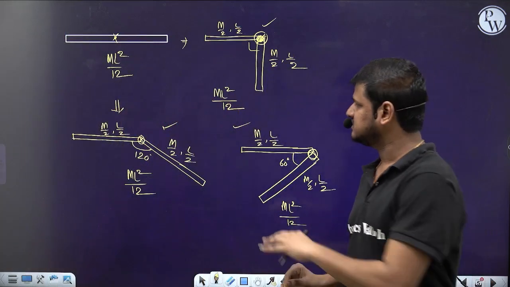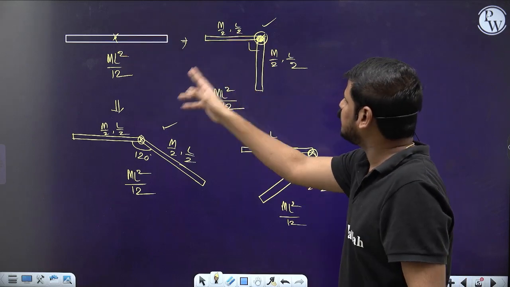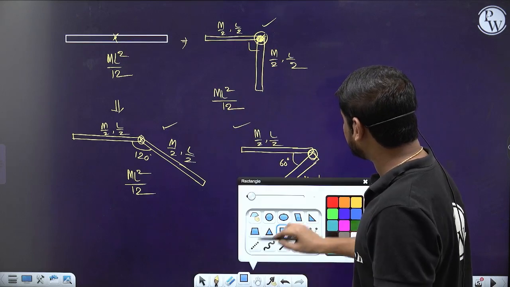So if it is the same thing, then the moment of inertia about the center or bent point will be the same, ml square by 12. Okay, so in which cases will it not be equal, sir?